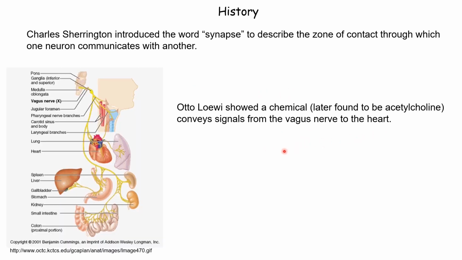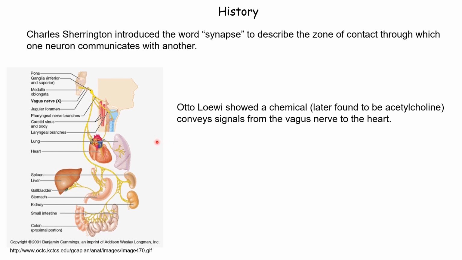So just to refresh your memory, in one of the initial videos we saw the 10 cranial nerves. These are the nerves that go from the brain to different organs in the body, and they control the functions of these various organs. One of the nerves goes to the heart.